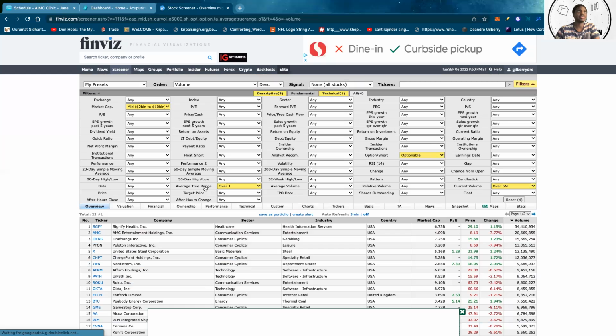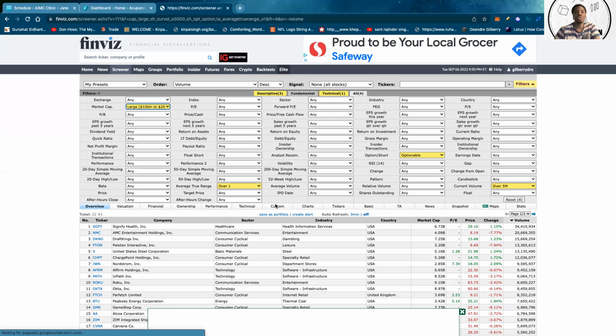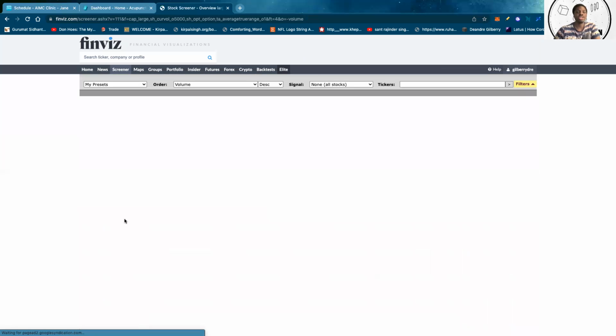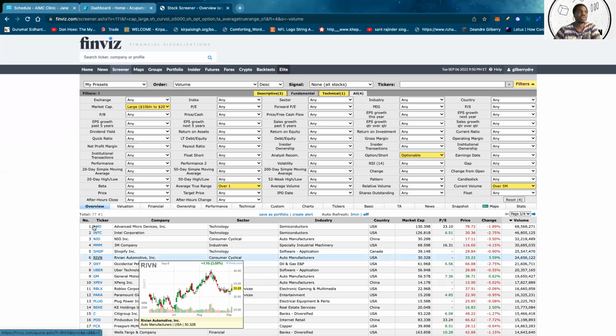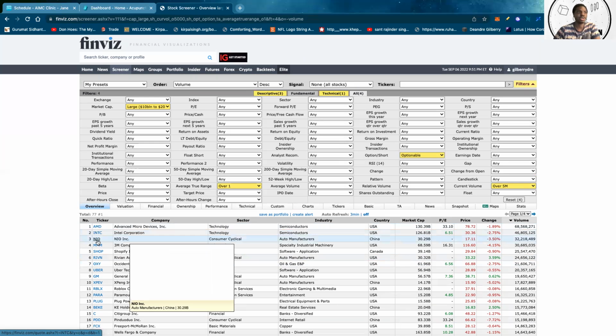Same thing, you can go to large cap, you can go to mega cap, and you can see what benefits you. Of course, usually the higher the market cap, sometimes the more liquid you can get in and out of your contract. So, of course, you got AMD. It's always a great ticker. You got Intel, Neo, a lot of tickers that you can play.